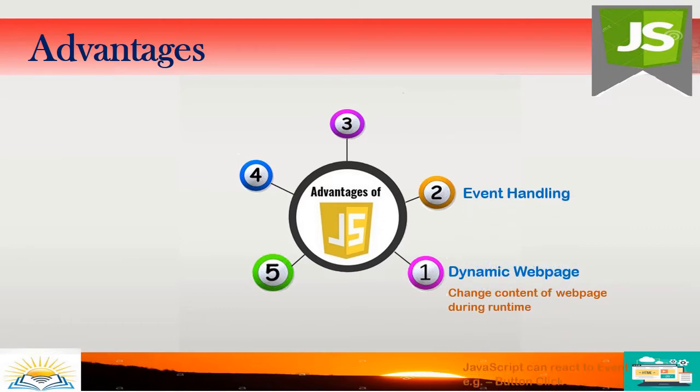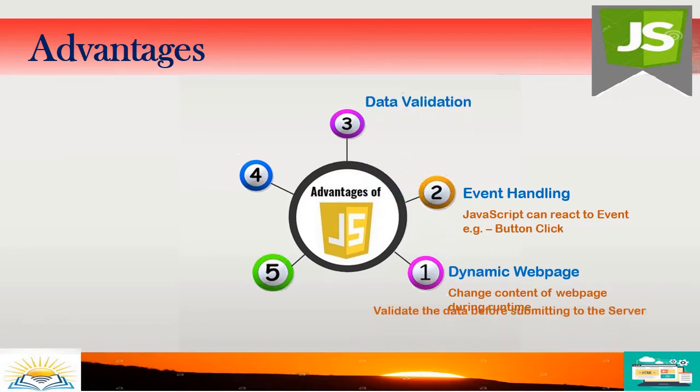Next is event handling. JavaScript can react to events. For example, consider the previous one. Suppose we have a button to calculate age there, so when we click on this button, it will show the age of the given date of birth. Next is data validation. We have already discussed data validation in the introduction part.